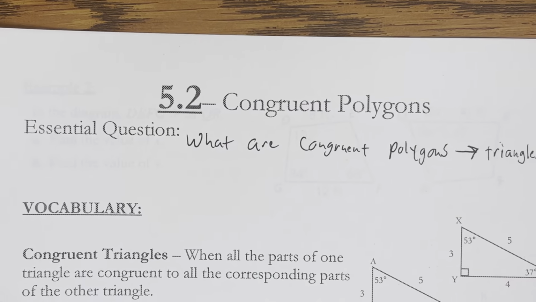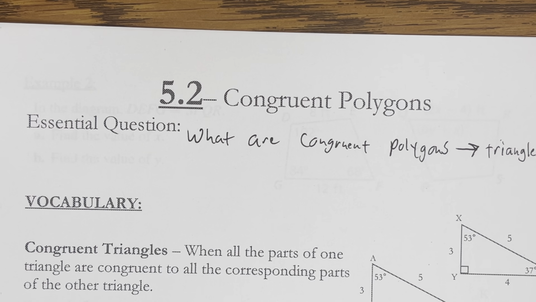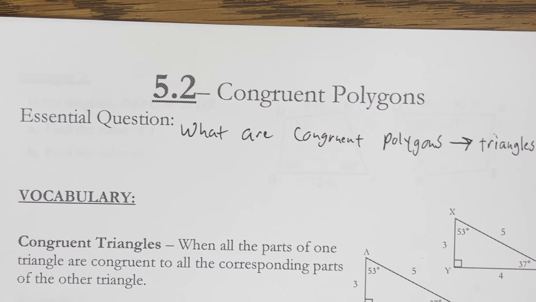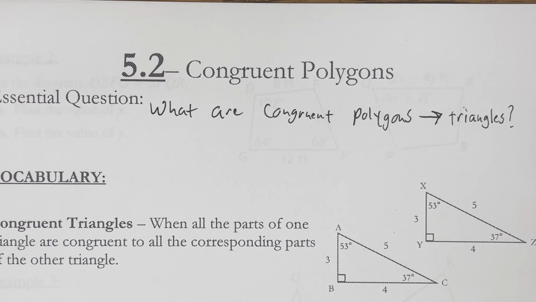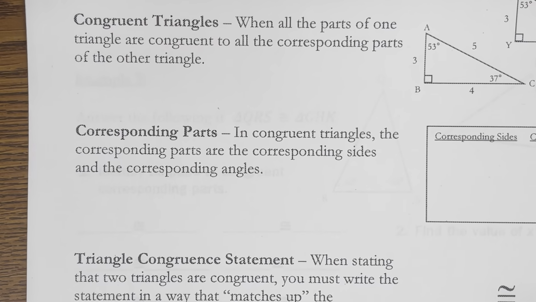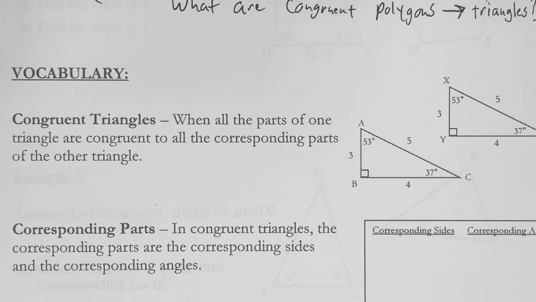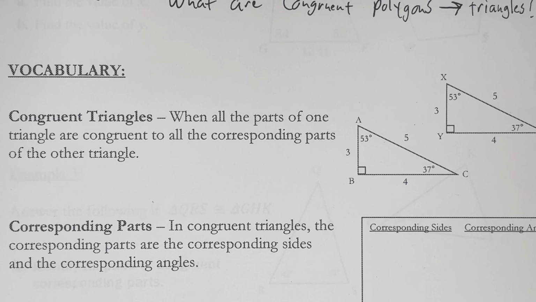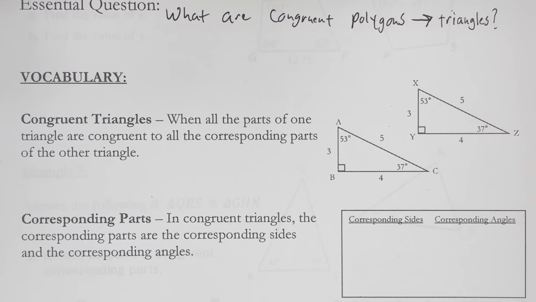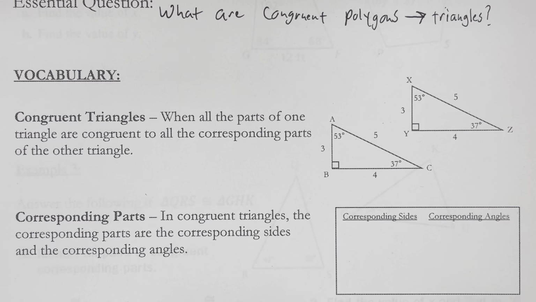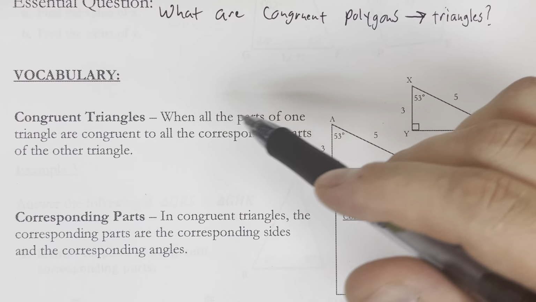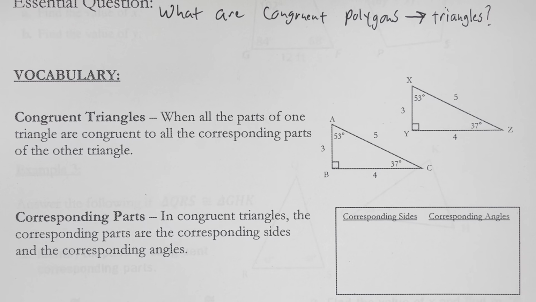Today we are going to work with congruent polygons, mostly with congruent triangles. The reason we're saying polygons is that triangles are polygons, so we're going to take a look at some four-sided and five-sided figures as well. First, we're just going to define this more specifically with congruent triangles, but the same thing applies with congruent polygons. Congruent triangles occur when all of the parts of one triangle are congruent to all of the corresponding parts of the other triangle.